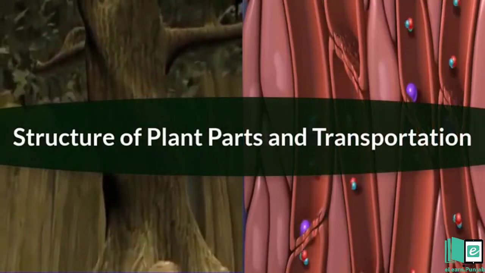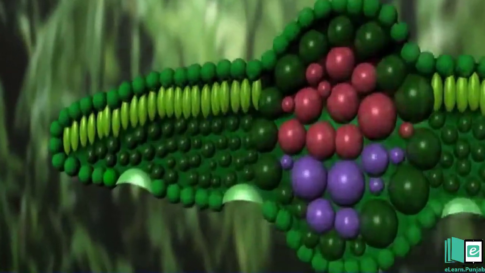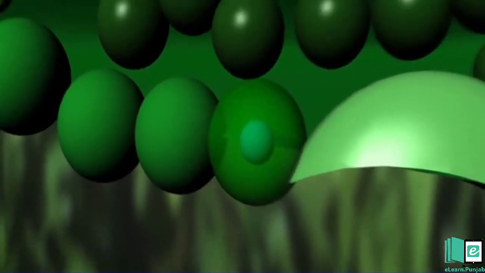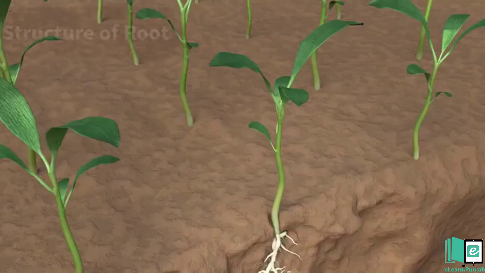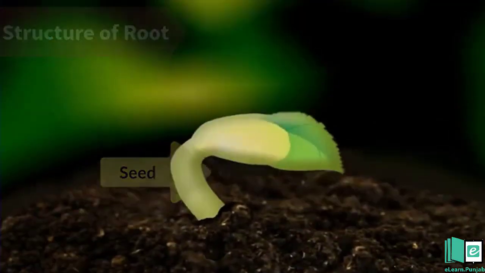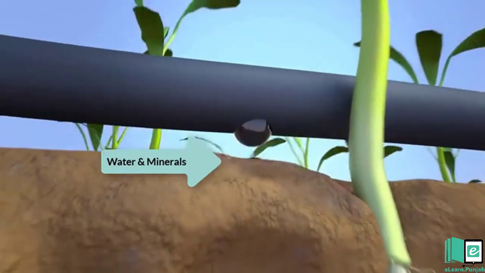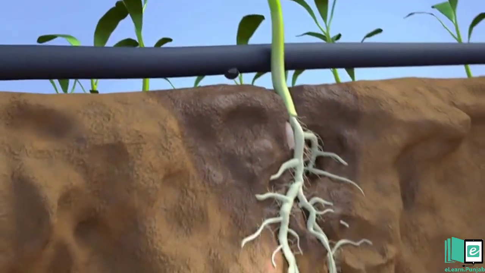Structures of plant parts and transportation. Nature has made the plant parts in such a way that their structures permit the movement of materials. Structure of roots. From the moment a seed grows, its root starts to search for water and minerals in the soil. Roots have branches that play an important role in absorption of water.